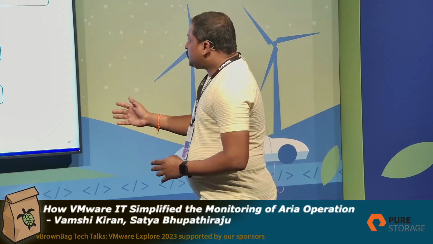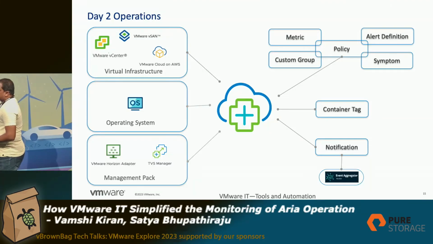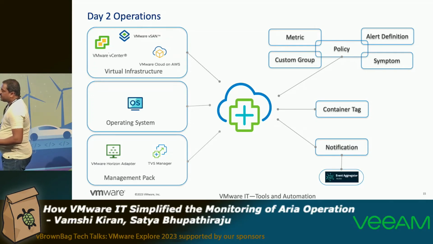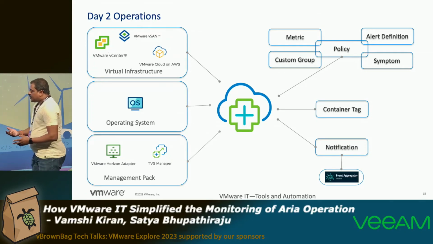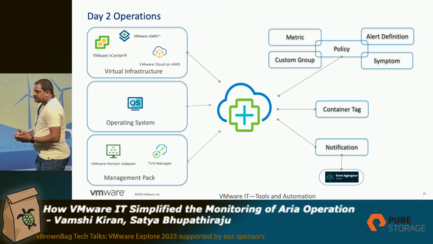So when it comes to day two operations, first of all, start with symptom. What is a symptom? A symptom is where you have a potential cause of issues with respect to any thresholds or any latencies with respect to the metrics. You have to configure the symptom first. Symptoms may have either a single symptom or multiple symptoms. You can map it with an alert definition.